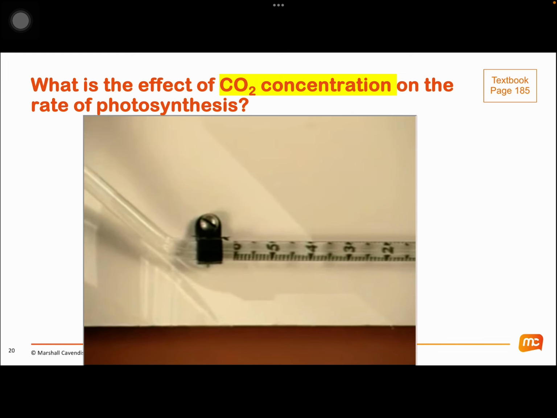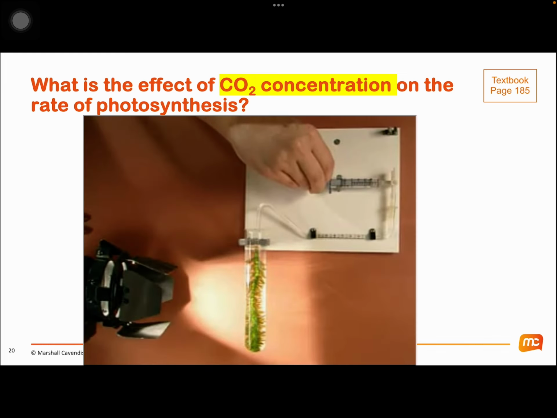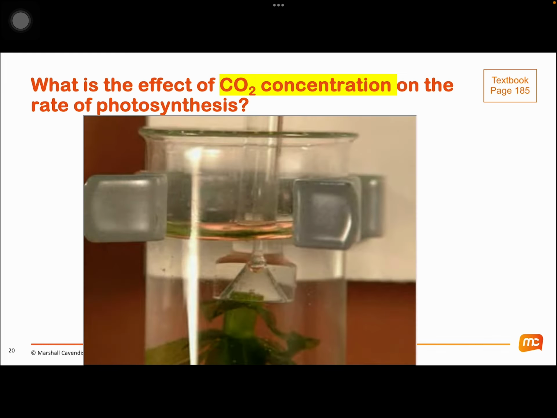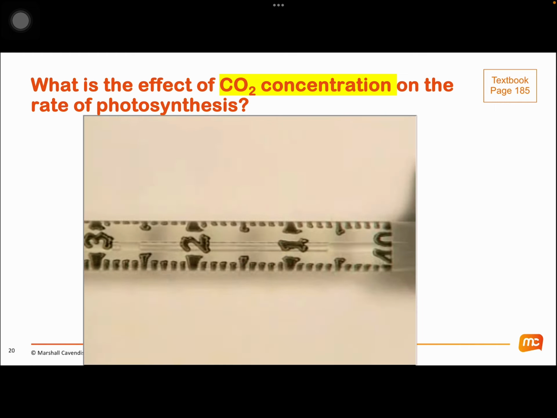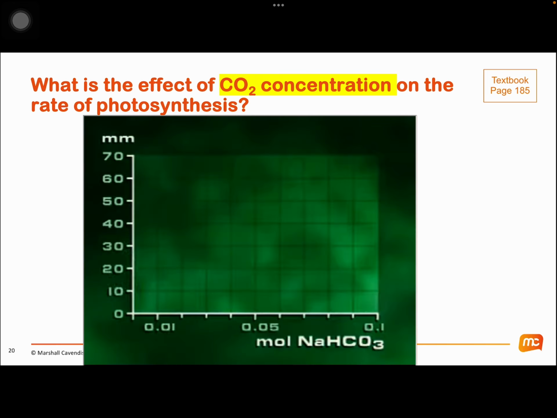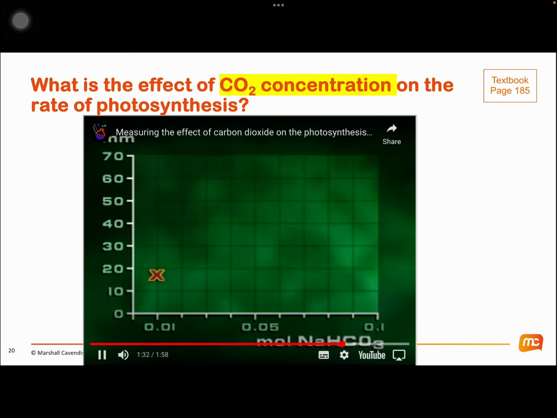After a period of equilibration, the solution is drawn through the capillary tube to remove any air. The oxygen produced is then collected for 3 minutes. After this time, the gas bubble is pulled into the capillary tube so that its length can be measured. It's 19 millimeters long. So, with a 0.01 molar hydrogen carbonate solution, the bubble is 19 millimeters.